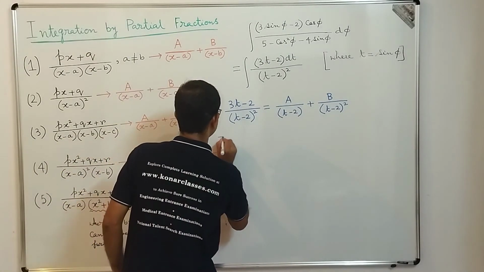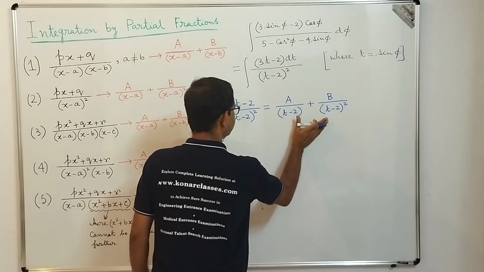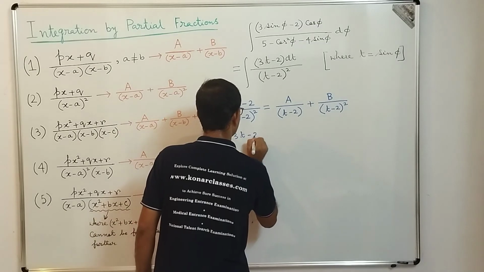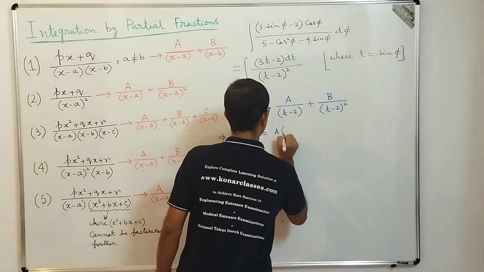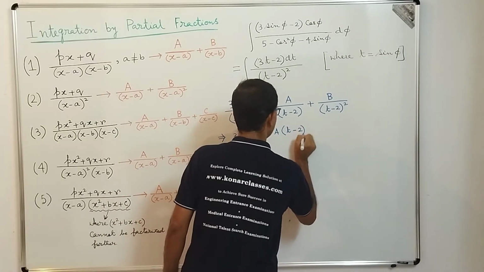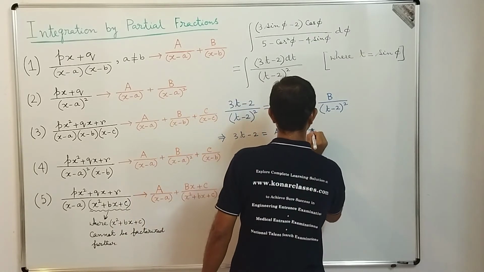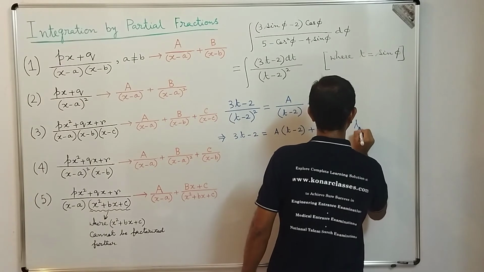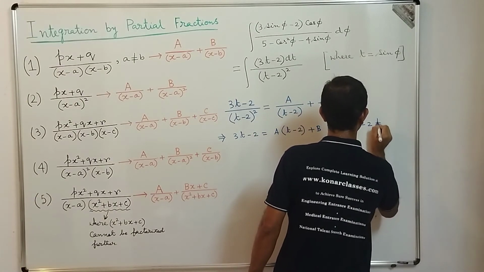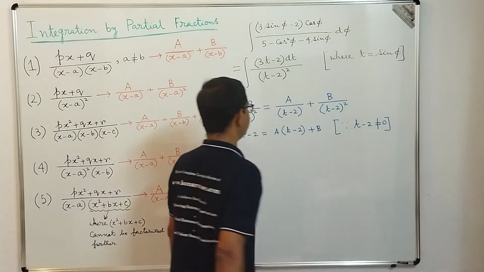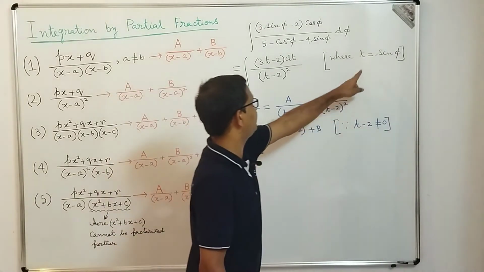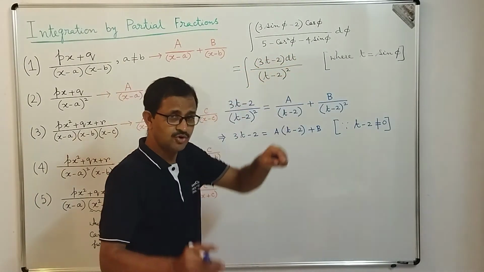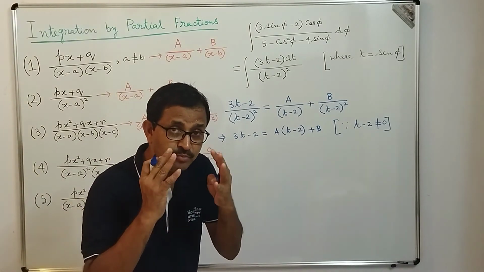So what we should do? We should multiply both sides of this identity by t minus 2 whole square. So 3t minus 2 is equal to A into (t minus 2) plus B. Since t minus 2 cannot be equal to 0, because if t minus 2 is equal to 0, that means if sin phi minus 2 is equal to 0, then the entire denominator will become 0 and the question will have no meaning.